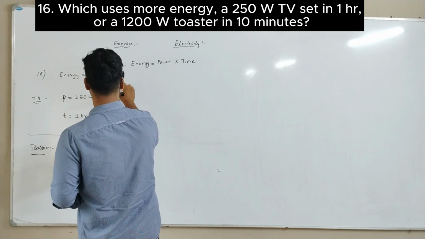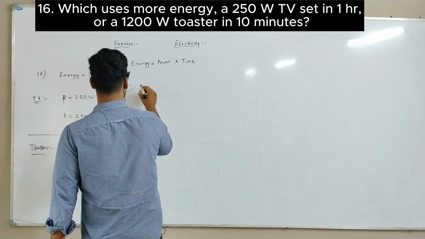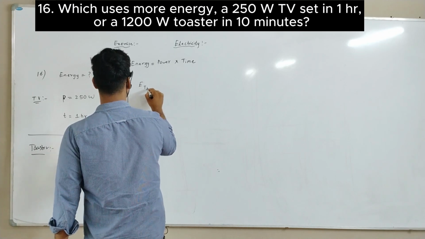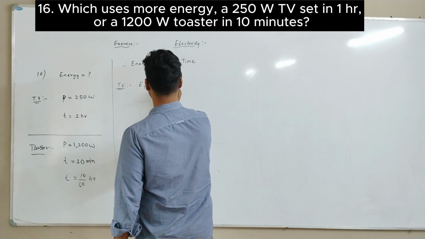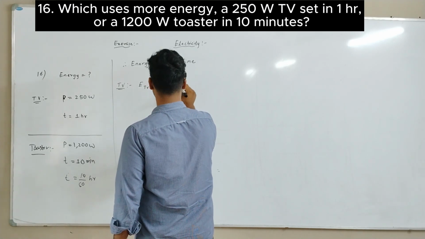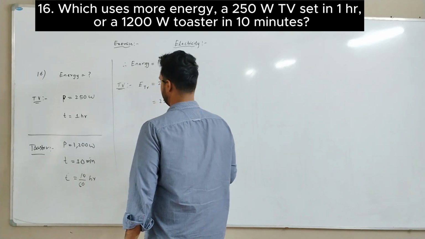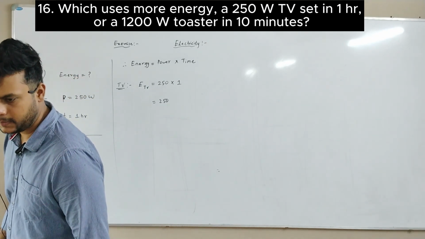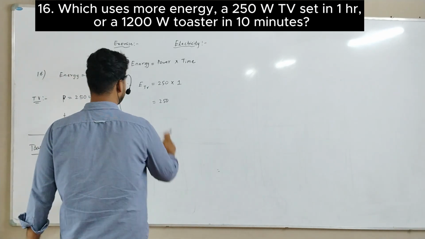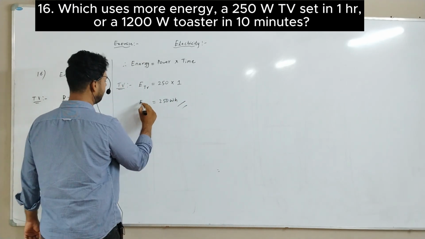First case, TV. Energy of TV is equal to power, how much? 250, and time is 1 hour. 250 into 1 is 250. Okay, energy is written as joules, or watt hour. This is watt, this is hour, this is watt hour. Energy of TV.